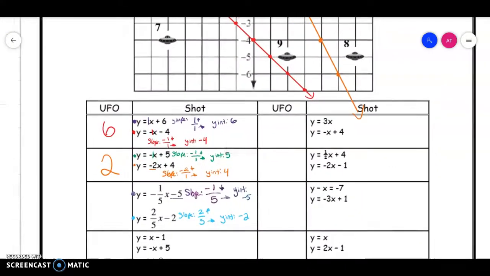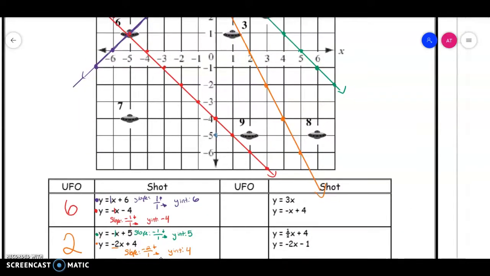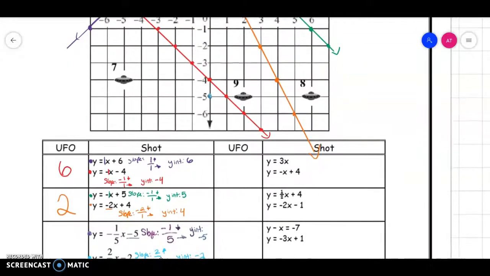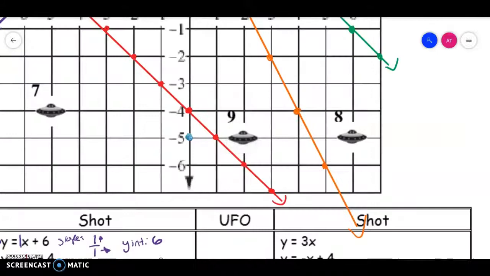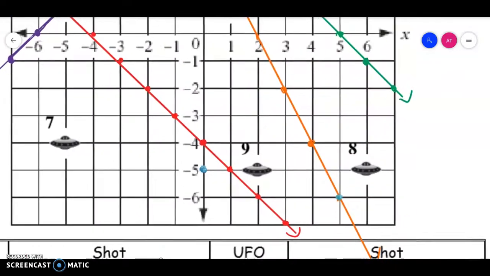So I'm going to graph my first one here, my technicolored one, which I'm going to start at -5. Put a dot. And then I'm going to go down 1 and to the right 5. So from this point, I'm going to go down 1 and to the right 5. 1, 2, 3, 4, 5, and put a dot. It's okay if it intercepts the other graphs. That is totally fine.